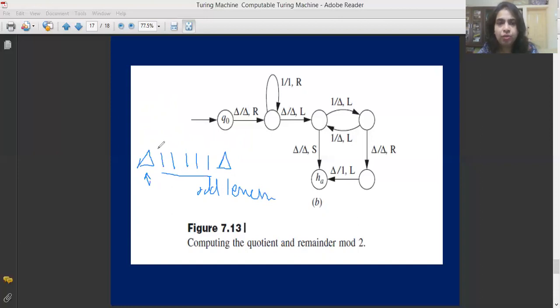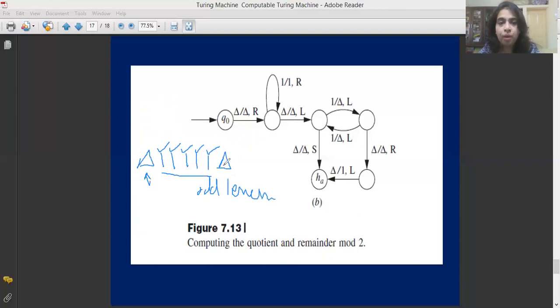So how do we count? We read it: first, second, third, fourth, and fifth. So what is this? 5, odd. Suppose it would have been 6 or 8 or 10 or 12, we would make it out as an even number.